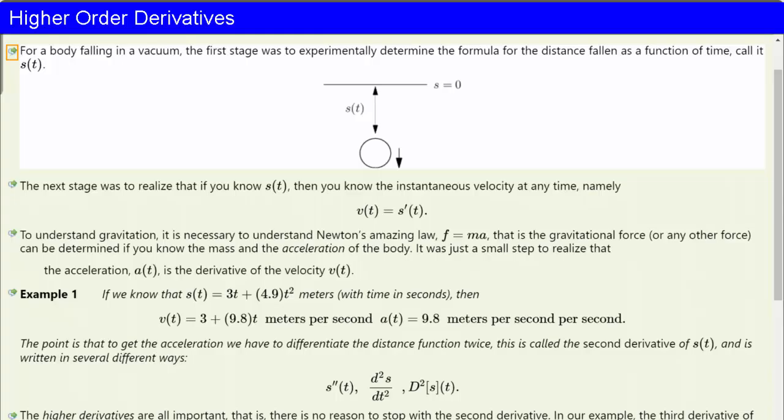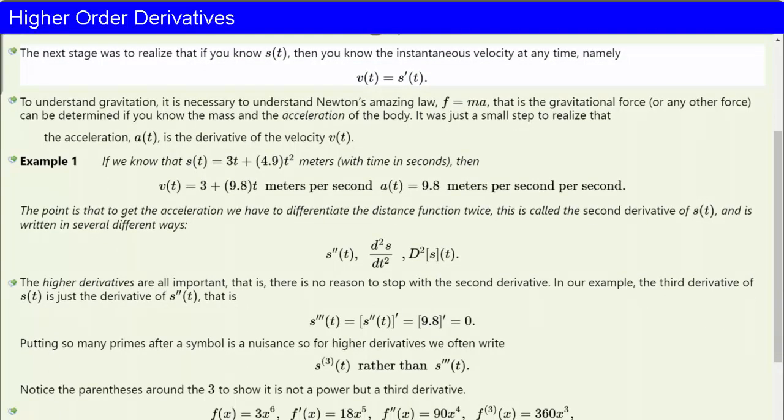One of the original reasons for developing the calculus, and in particular the notion of derivative, was to understand gravitational force. For a body falling in a vacuum, the first stage was to experimentally determine the formula for the distance fallen as a function of time, call it s of t. The next stage was to realize that if you know s of t, then you know the instantaneous velocity at any time, namely v of t equals s prime of t.